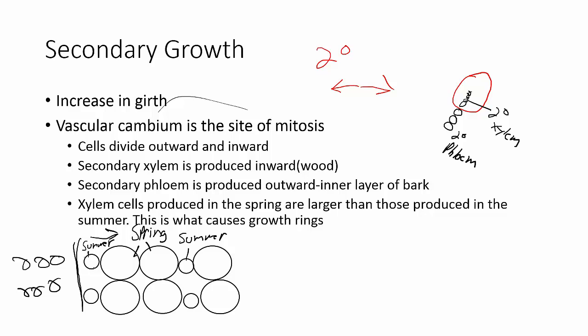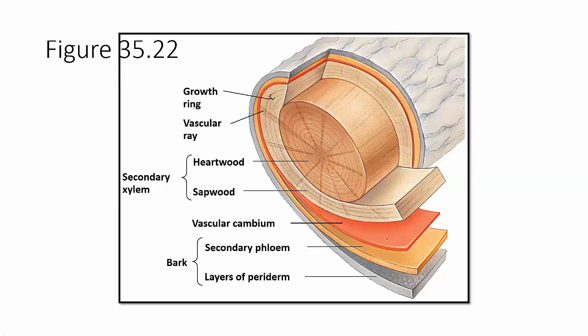And this pairing of big cells right next to little cells, those made in spring and those made in summer, is what creates the rings that we see when we look at a tree in cross section. So we can tell how old a tree is by how many summers it's survived. And we can see that in this diagram. Here's the vascular cambium. Remember, this is where mitosis happens. It's producing xylem this way, and it's making phloem that way. Phloem is part of the bark, so secondary phloem right here, part of the bark, and then the xylem is the wood. And the growth rings are simply those big cells lined up right next to little cells, making a ring visible to the naked eye.